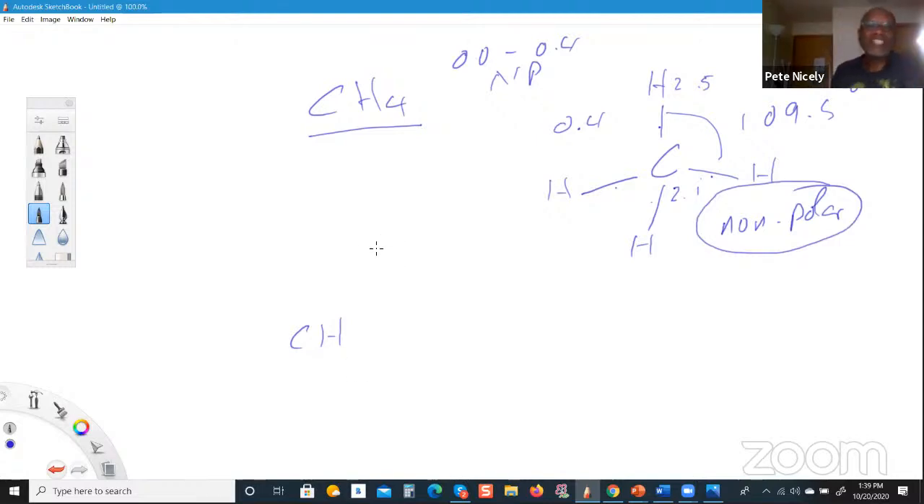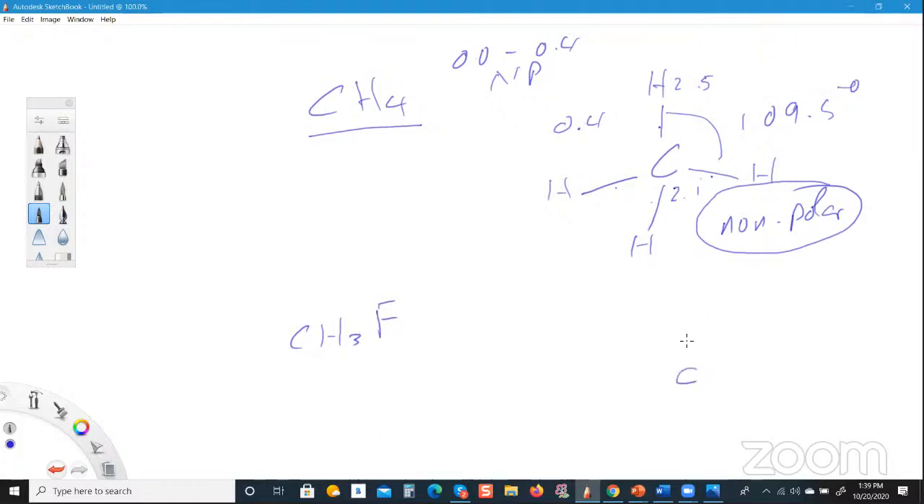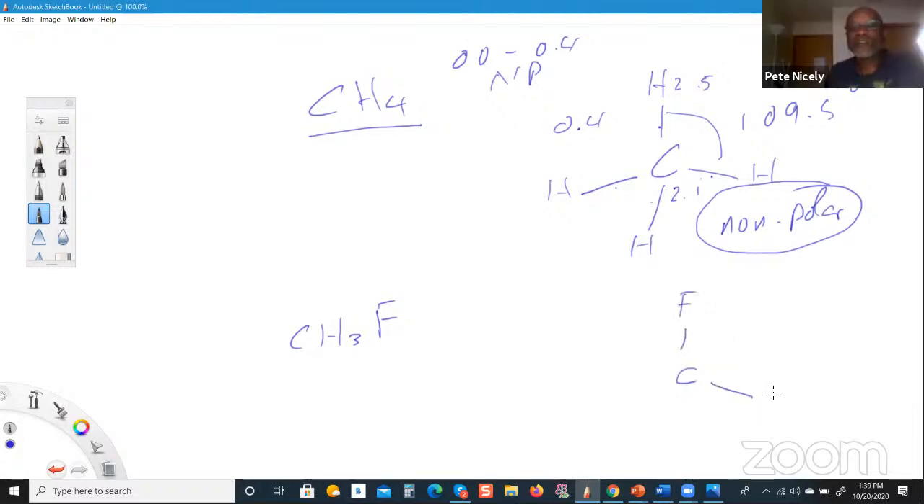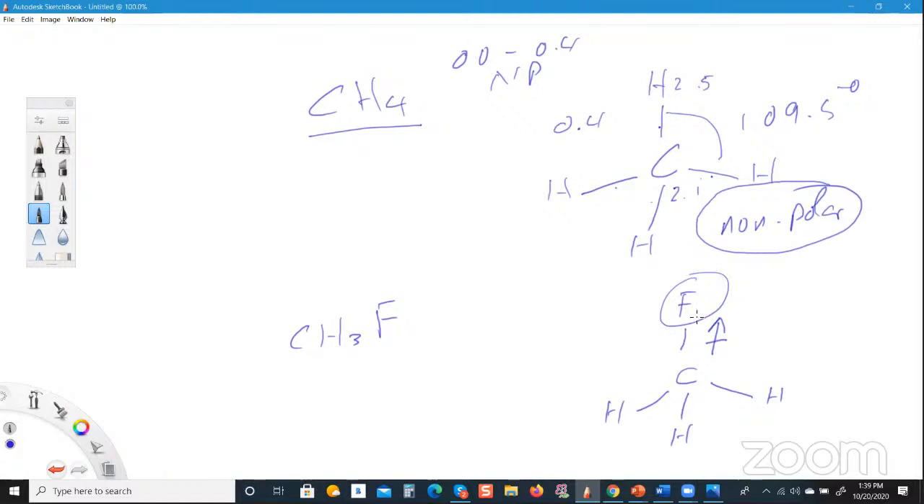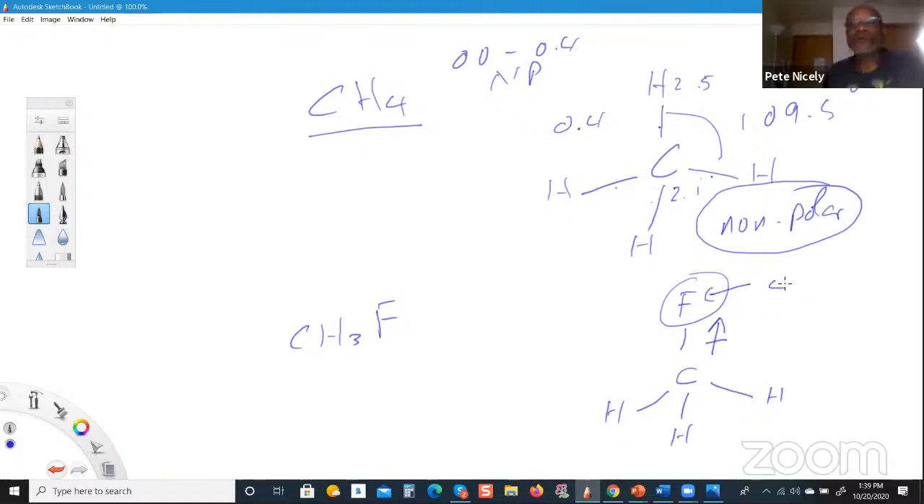Now, what if we have CH3F? Basically, the shape would be the same. The only difference is that you're going to have a fluorine bonded to carbon like this. Same shape, but you have a fluorine here. Now, this bond is polar, because fluorine has an electronegativity value of 4.0. Carbon, as I said before, is 2.